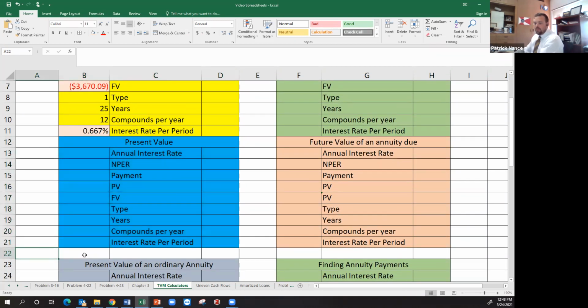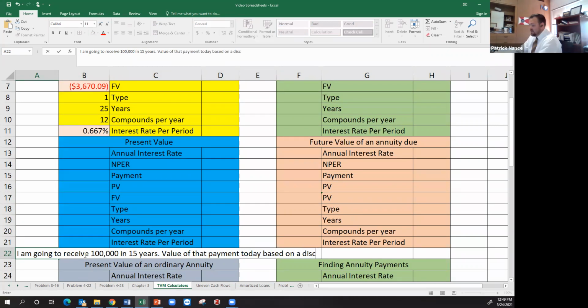So let's say that I am going to receive $100,000 in 15 years. I want to know what is the value of that payment today based on a discount rate of, let's do 9%.